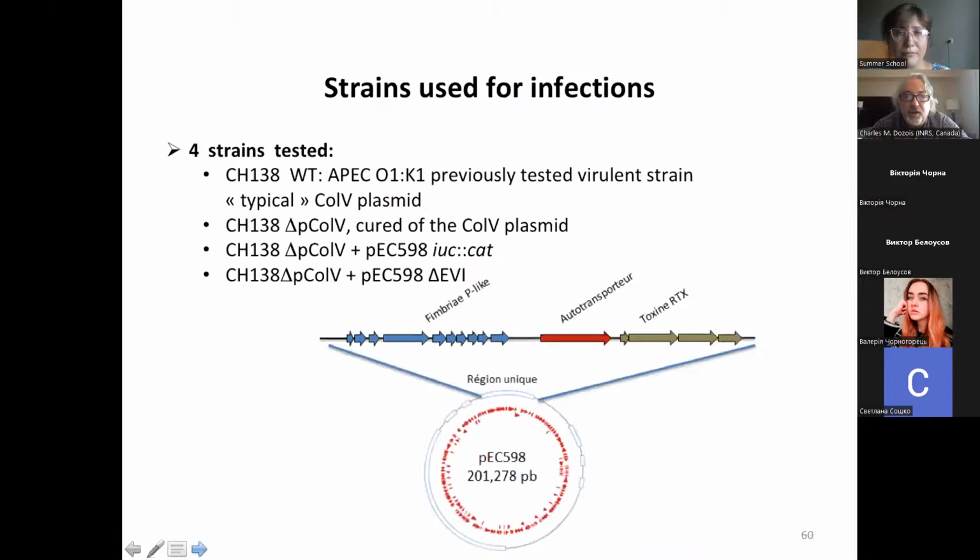And so we tested a number of strains, and what we wanted to do here was we had the strain that had the original col-V plasmid with aerobactin, and which does not have this unique region. And then we had a plasmid that we could use that had lost the genes from this unique region, what we call the enhanced virulence island, and then a plasmid that was completely cured of the virulence plasmid.